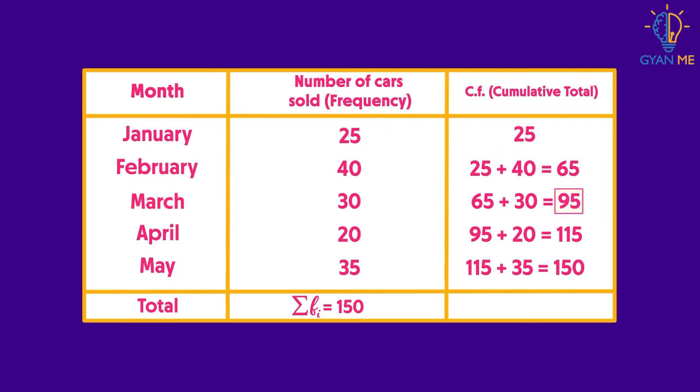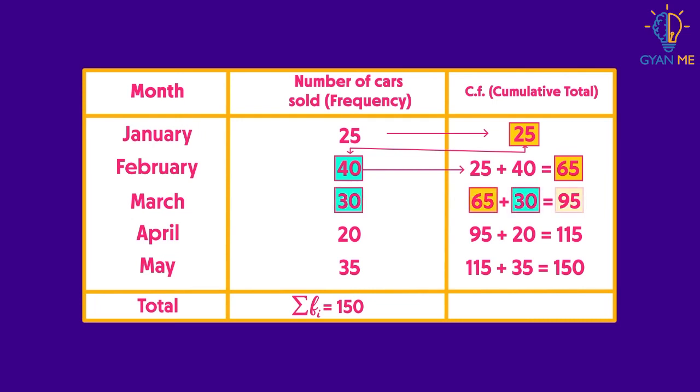Taking his January sales as 25 cars as it is, we then add his sales for February, which is 40, and we get 65. Then, taking forward 65 and adding 30 to it, we get 95. So we can say that till March, Rahul sold 95 cars in total.